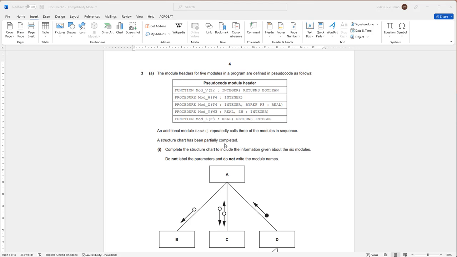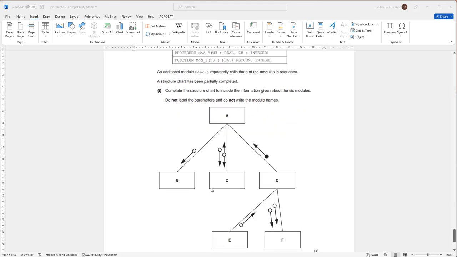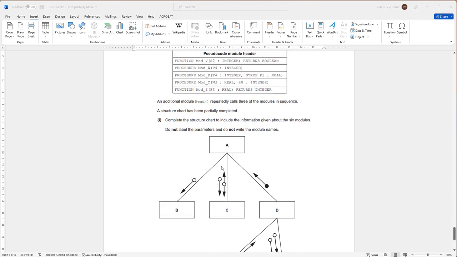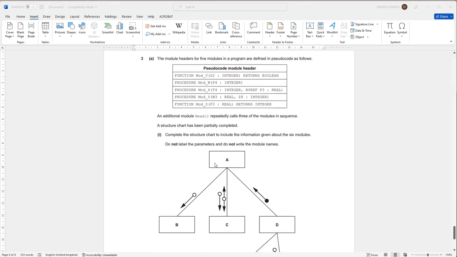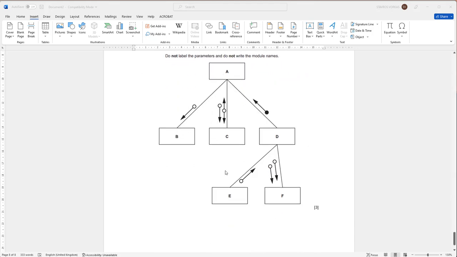Also remember that we need to read through this and see exactly how it begins and where it concludes. What we're meant to do is essentially label these modules. Now, the question in reality doesn't ask you to label on the chart. On the following page, it tells you to write them in a table. They'll provide a table for you. But before we get into that, let's read through the question and see what it says. So it says here the module headers for 5 modules in a program are defined in the pseudocode as follows.